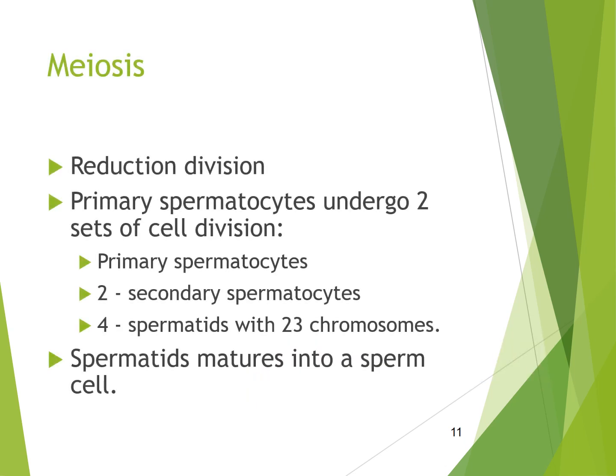Meiosis is the name of the process that's involved in sperm production as well as egg production. It's a type of reduction division. The primary spermatocytes undergo 2 sets of cell division. The outcome is that 4 spermatids are formed that have 23 chromosomes each. The spermatids mature into a sperm cell.